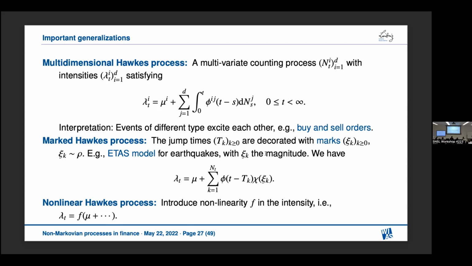Could there be any situation where it's useful to actually use some iterated integral in the lambda with respect to the different dNs, for example?